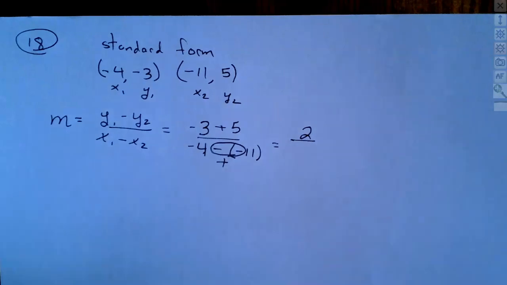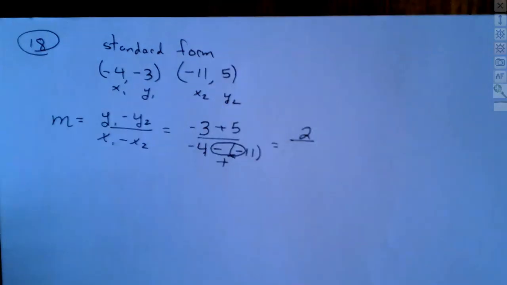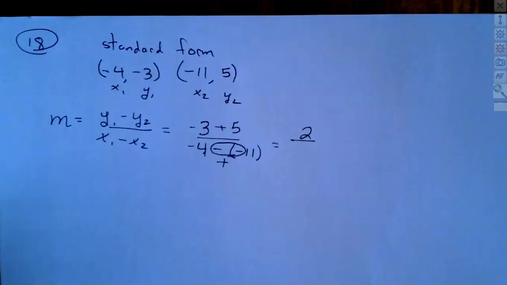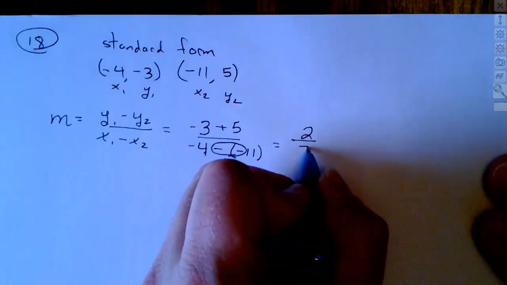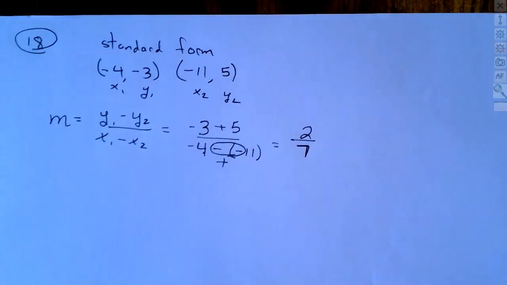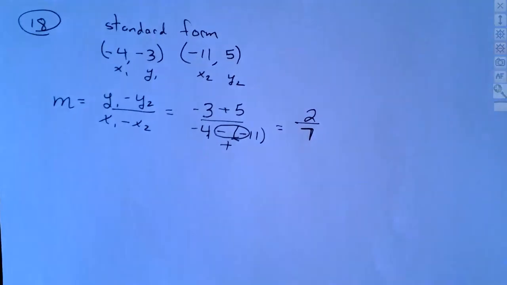Wait, what did I say? 5. Minus 4 plus 11. Let's make sure we do this correctly. Sorry about that. Minus 4 plus 11 should be a positive 7. I just about wrote down the wrong part, but that should be a 7 down below there.